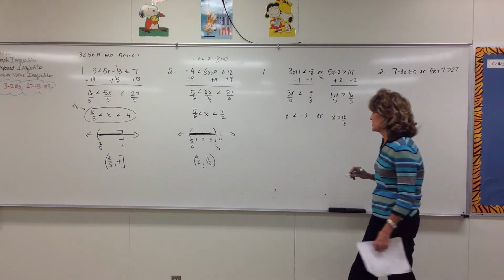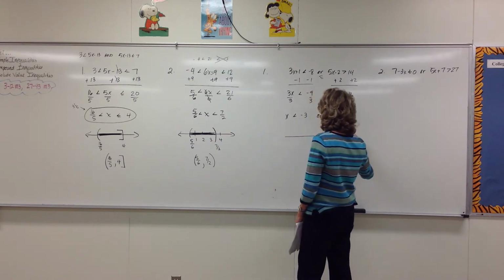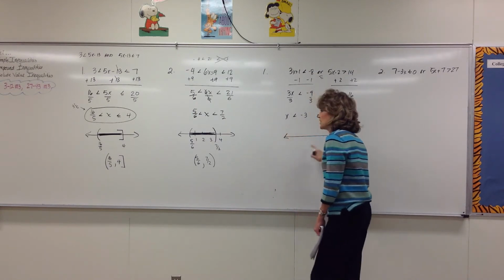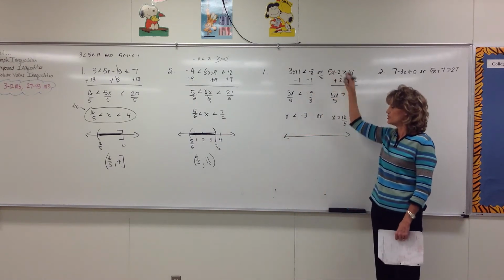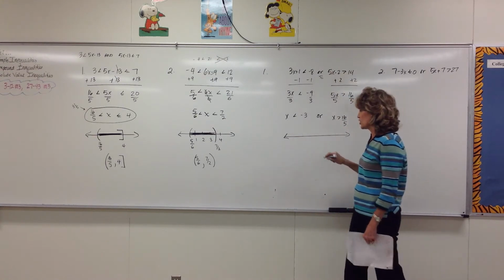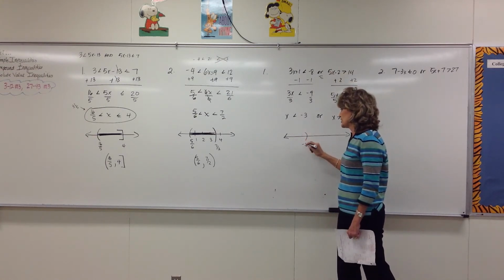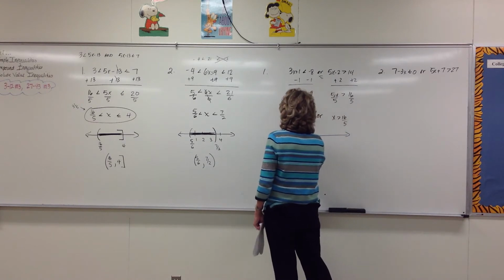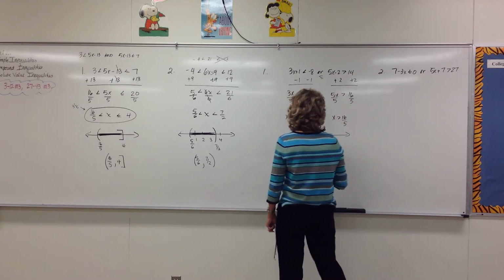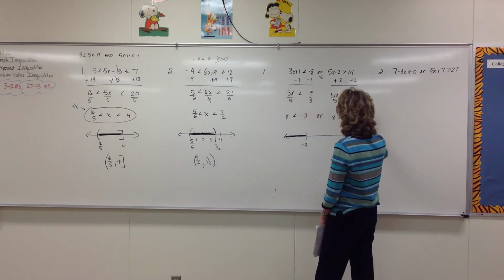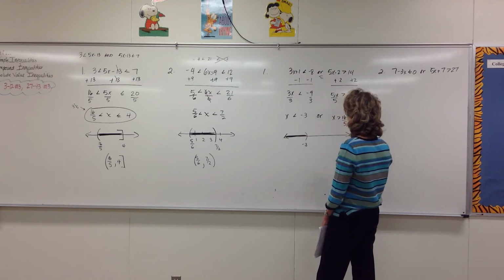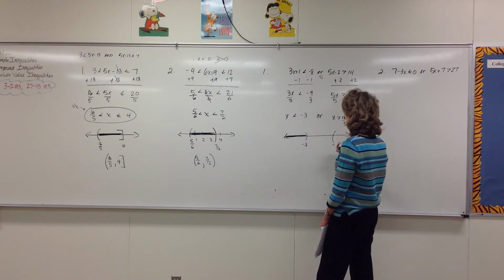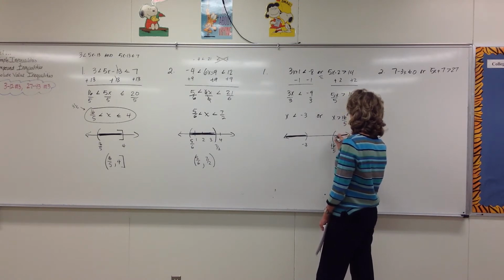When you graph this, when you make a picture of where you look on the number line to find numbers that you can plug in and make that a true sentence, you start at negative 3, don't include negative 3, but everything to the left. Or 16/5, remember that's 3 1/5. Start at positive 16/5, and everything to the right.